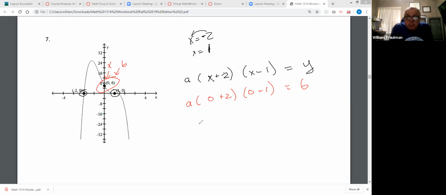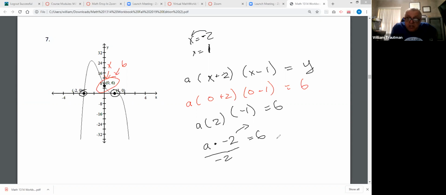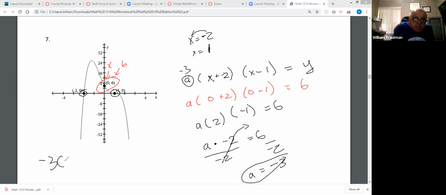So this 0 plus 2 is 2. 0 minus 1 is -1. 2 times -1 is A times -2. This is A times -2. In order to get the -2 to the other side, it's multiplying times the A, so I have to divide by -2. Divide by -2, and A equals -3. 6 divided by -2 is -3. So my equation then, this A becomes -3. -3 x plus 2 x minus 1 equals the function.